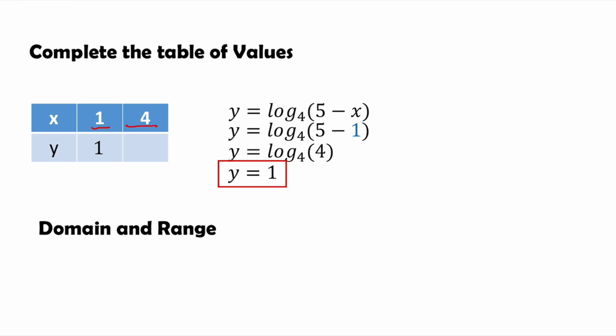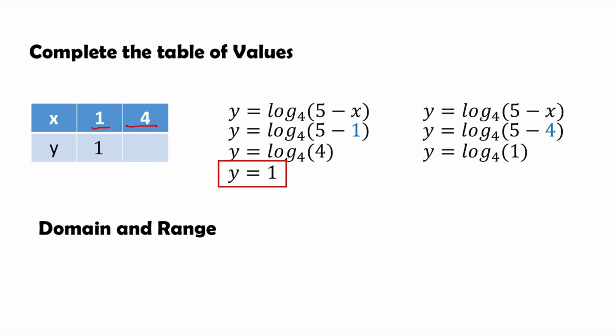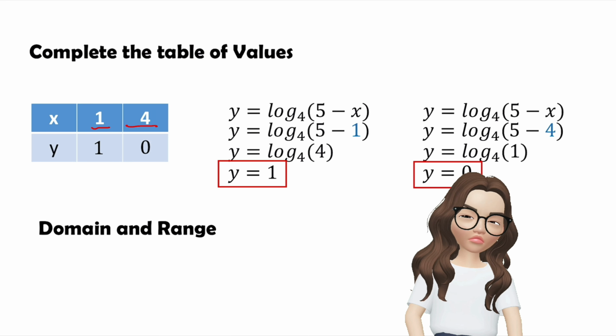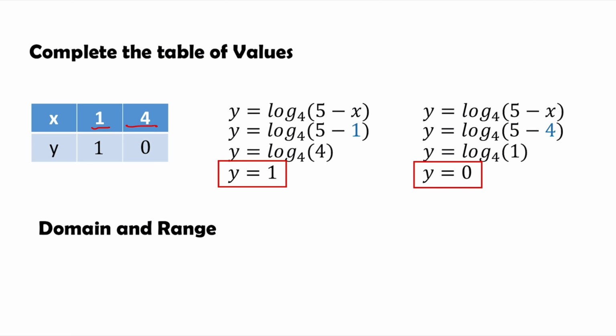Next, let's have the given again. Y is equal to the logarithm of 5 minus x with the base 4, and this time substitute 4 to x. So it will be y is equal to the logarithm of 5 minus 4 with the base 4. So that would be y is equal to the logarithm of 1 with the base 4. Again, logarithm of 1 with any base is equal to 0. Therefore, y is equal to 0. So the value of our y will be 0 if we use 4 as x.